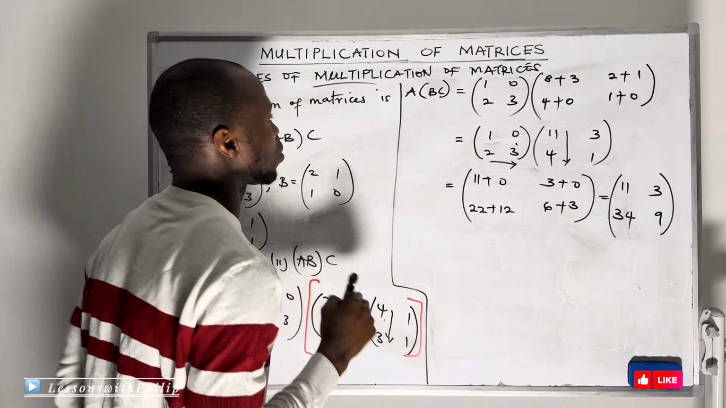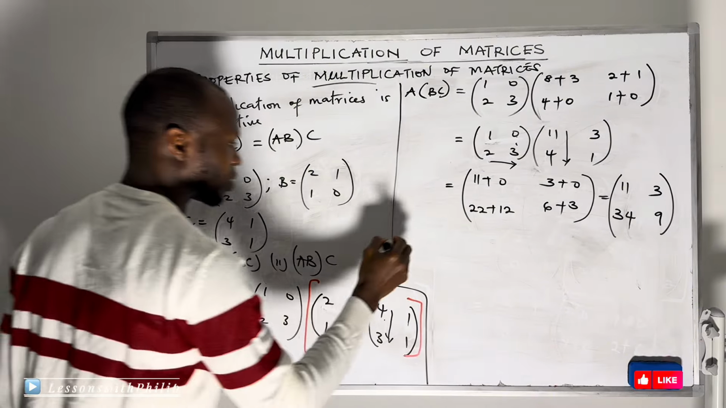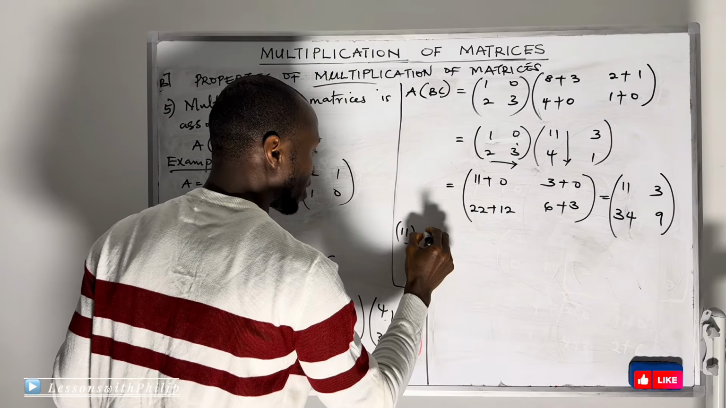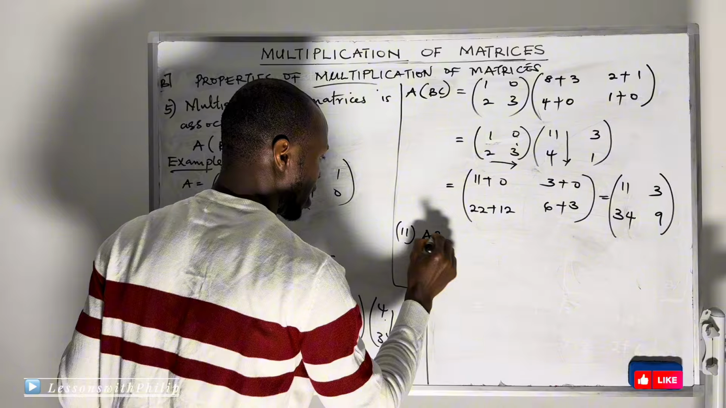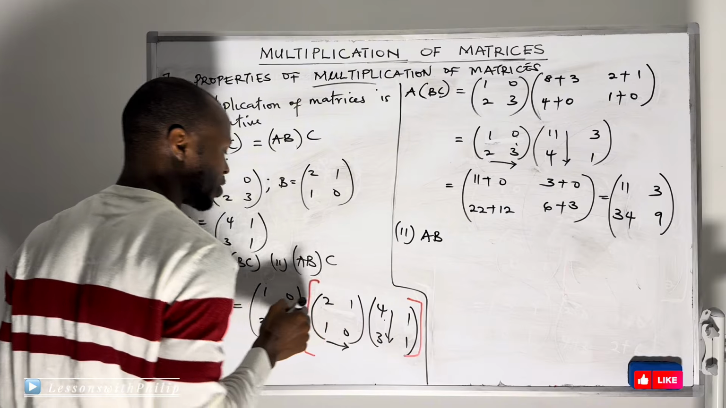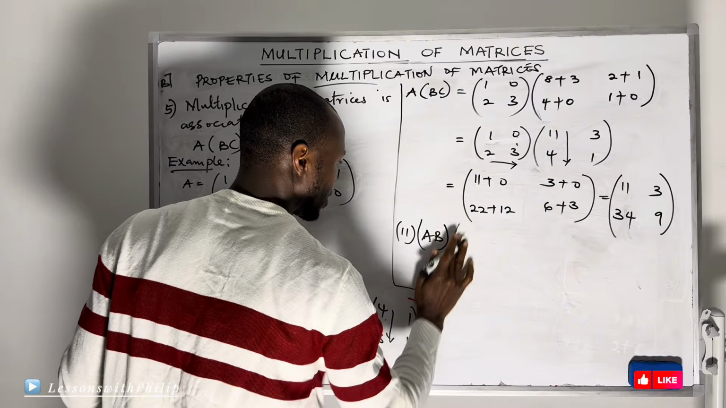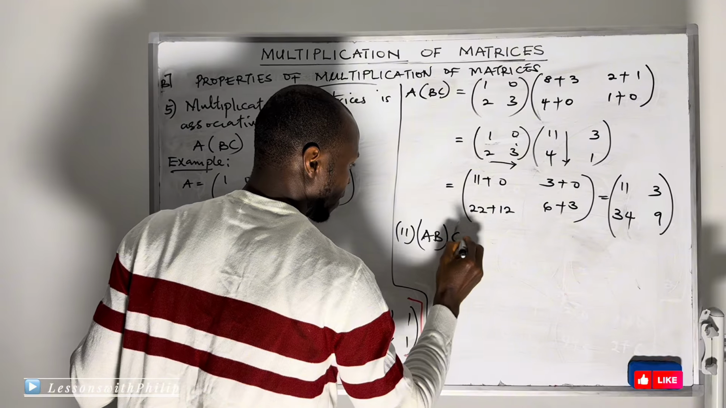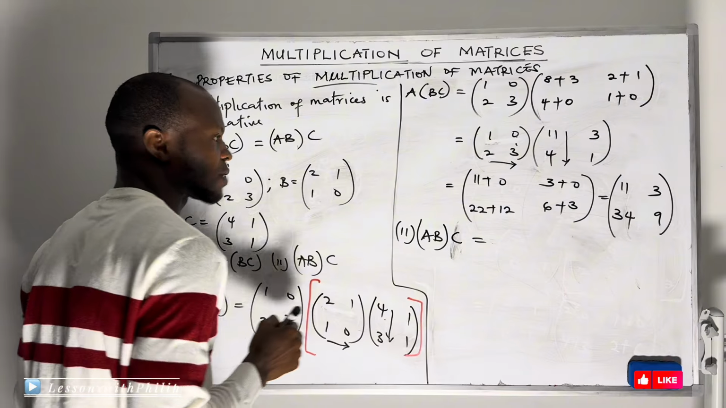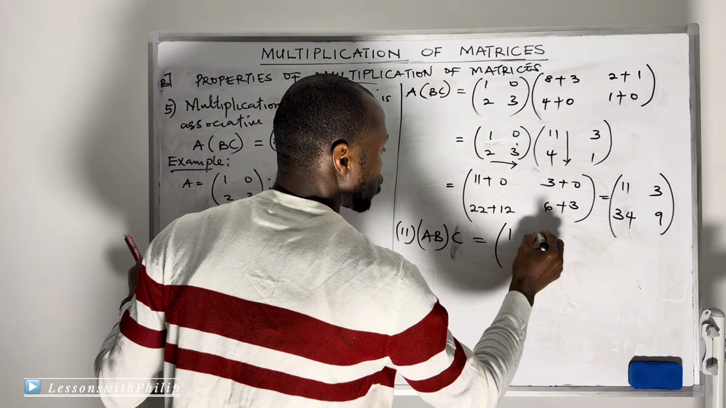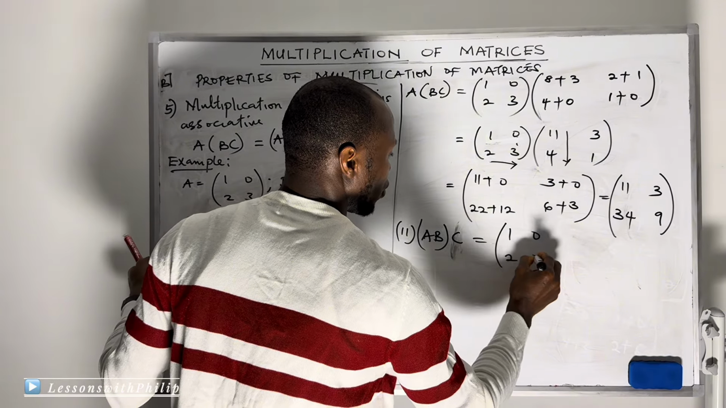Okay? Let's go to the second question. The second question says multiply A and matrix B, then use it to multiply matrix C. And this will be equal to, what is my matrix A? My matrix A is 1, 0, 2, 3.